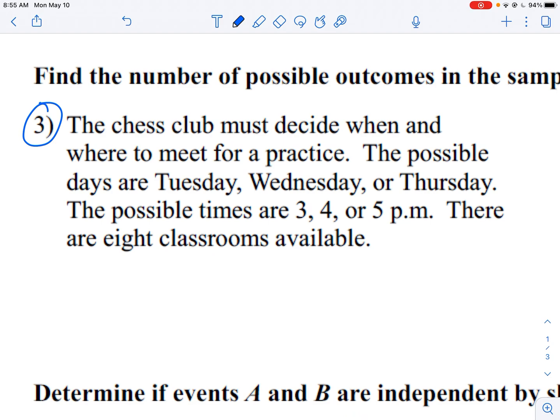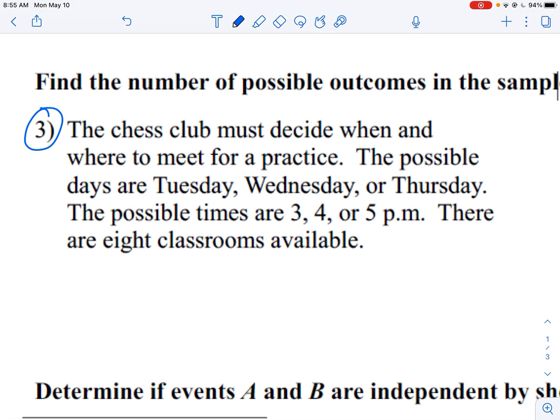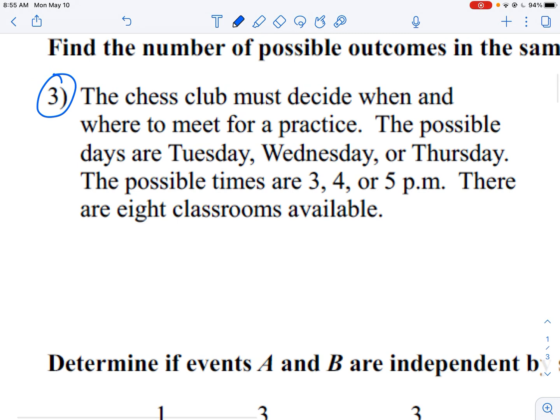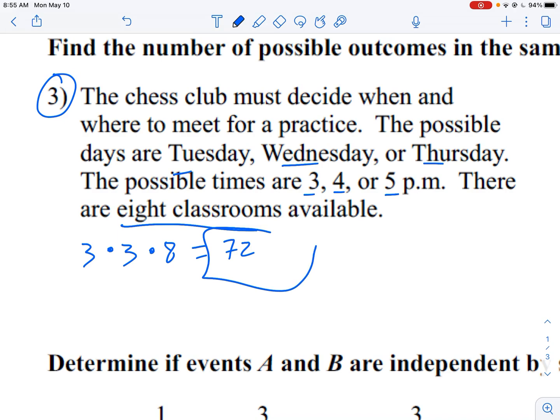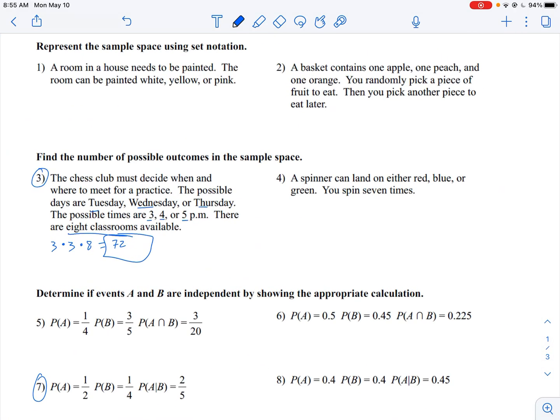First one, you're trying to find the number of possible outcomes in the sample space. We've got a chess club deciding when and where to meet. Possible days are Tuesday, Wednesday, Thursday. Times are 3, 4, or 5 p.m. And there are 8 classrooms. To figure out the number possible, you multiply how many of the first option there are by how many options there are of the second one. So it's 3 days, 3 different times, and then 8 classrooms. 3 times 3 times 8 gives you 72. 3 times 3 is 9, times 8 is 72.